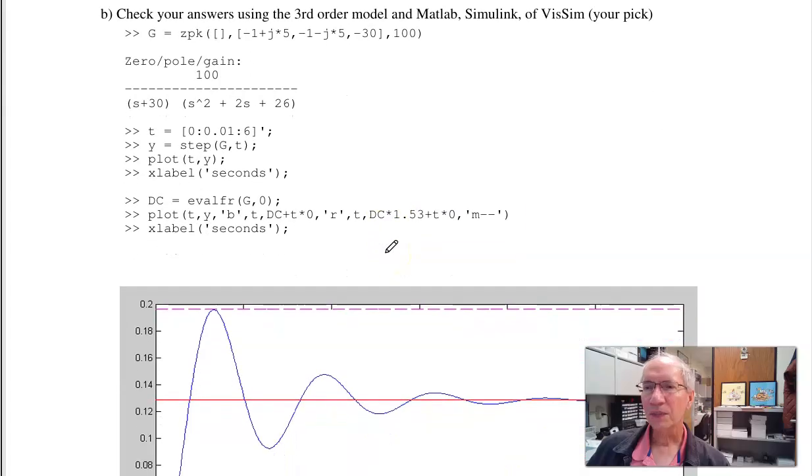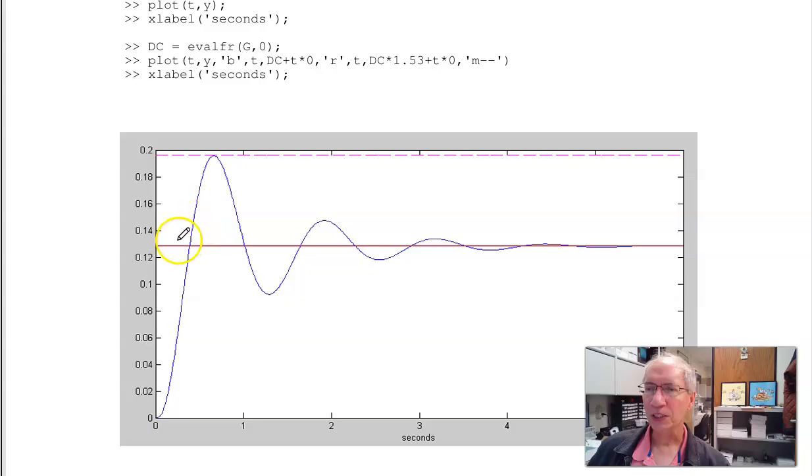If I check, I'll take the actual third order system and put that into MATLAB. Take the step response. Let's take time from 0 to 6 seconds. The settling time is 4 seconds, so let's go a little bit beyond the settling time. Calculate the step response using MATLAB and plot it. And here's what it looks like. Here's the step response from MATLAB.